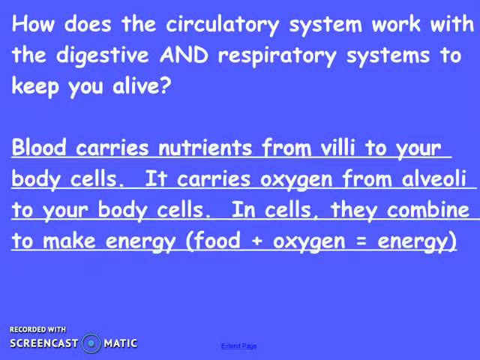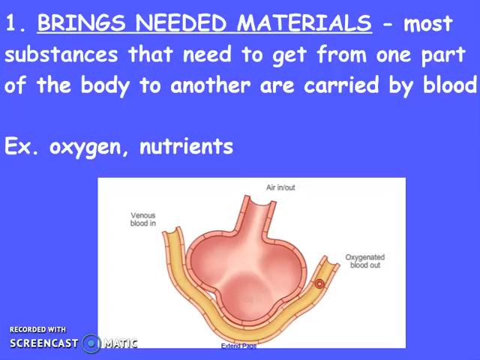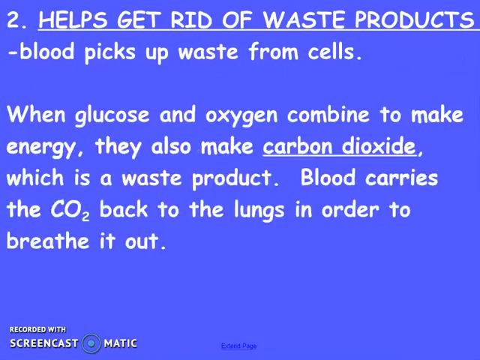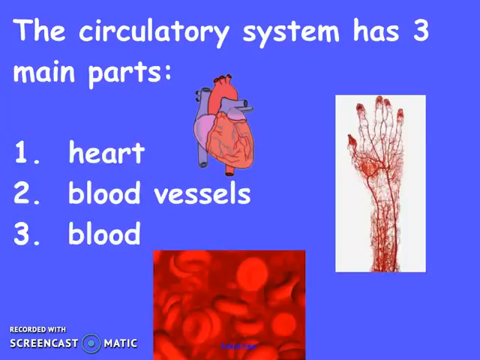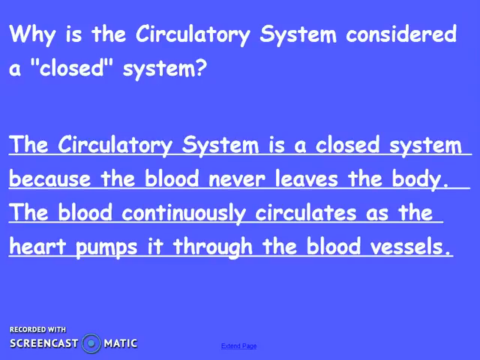So just to review, your circulatory system works with your digestive and respiratory systems to keep you alive. Its three functions or jobs are to bring needed materials, get rid of waste products, and carry disease fighters. The three main parts are heart, blood vessels, and blood. And it's a closed system because your blood never leaves your body. And that's what you need to know about the circulatory system.